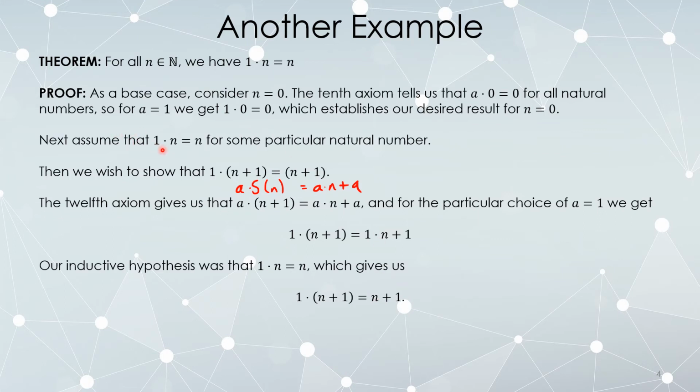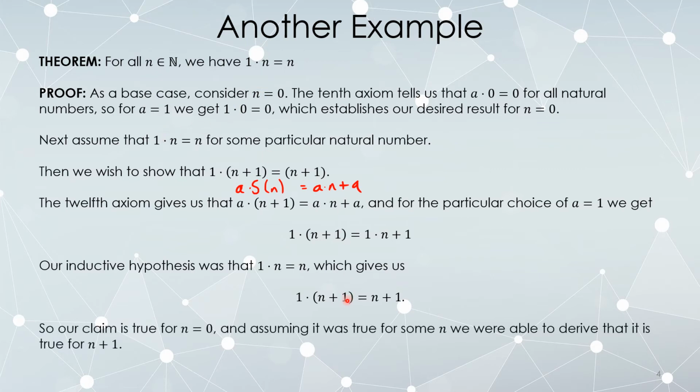If we get to assume that our claim is true for n, then it must be true that it's also true for n plus 1. So our claim is true for 0, and if it's ever true for some number, it's true for the next one. Altogether, that completes the inductive proof that this claim is true for every natural number. For every natural number, 1 times n equals n.